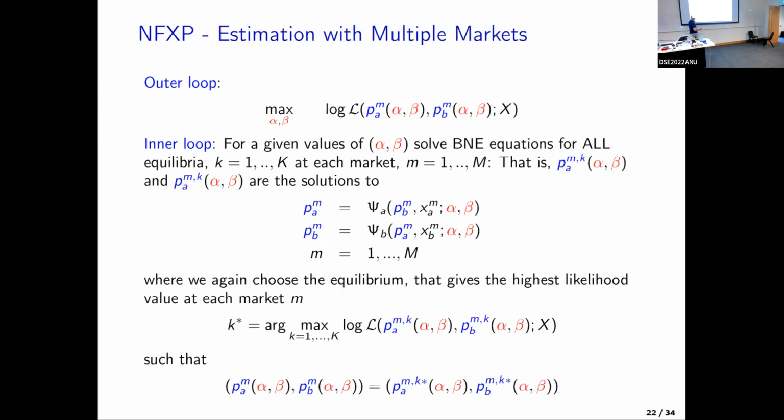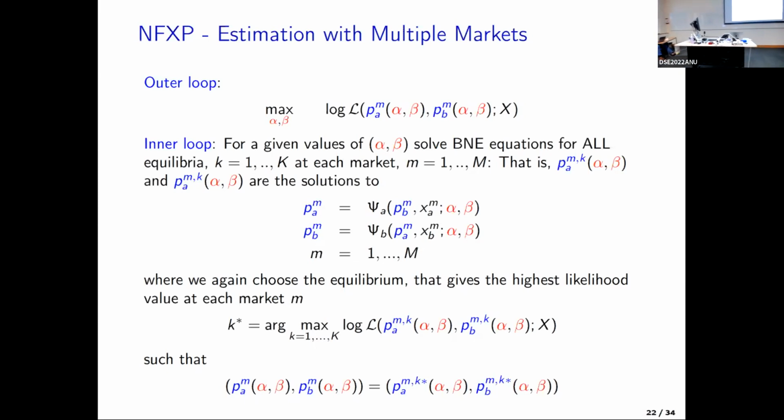And then essentially, the best response probability is only a function of the parameters, not the equilibrium selection, so to say. It's going to be a function only of these parameters once you've selected the one that maximizes the likelihood over the equilibrium selection. So K star is a function of M there. It can be different for different markets.